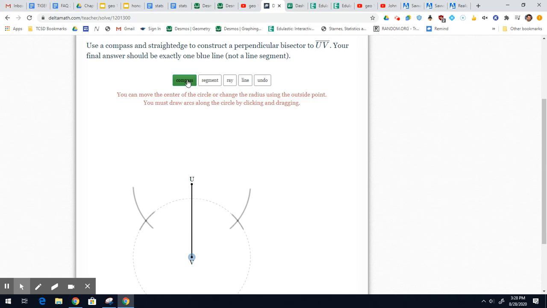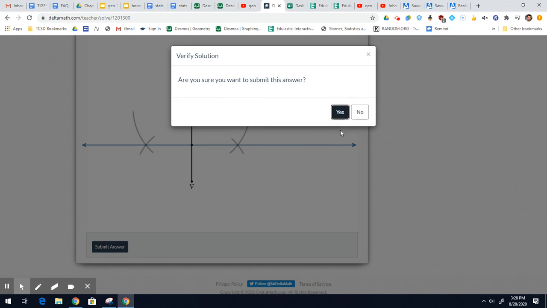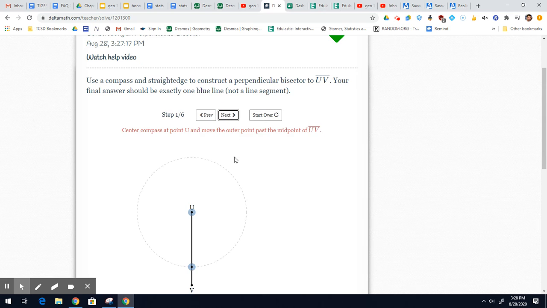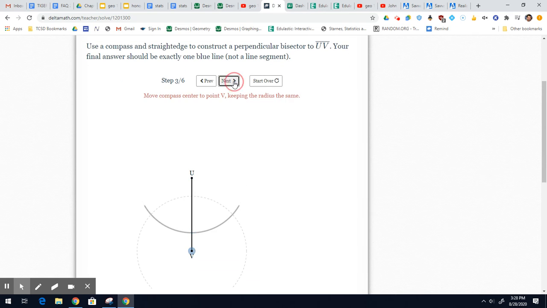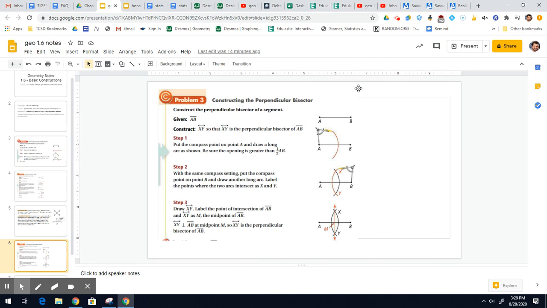I'm done with the compass. And now I simply take a line and I connect those two points. Boom, and I'm done. Perpendicular bisector. That point is now the midpoint, and these two segments are now congruent, and this is a right angle. Easy peasy lemon squeezy. And again, if you're at all confused, you can watch the tutorial. All right, back to our notes now.